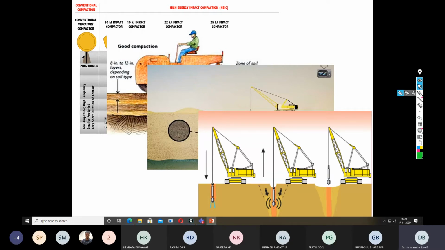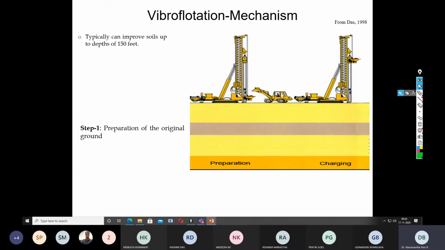So we need to have a soil type which is able to offer resistance to these impact or vibration. That capability is there only for the granular materials. Therefore, dynamic compaction and the vibroflotation techniques are typically valid for coarse, free-draining granular materials. So let me explain to you the fundamental mechanism of the vibroflotation.